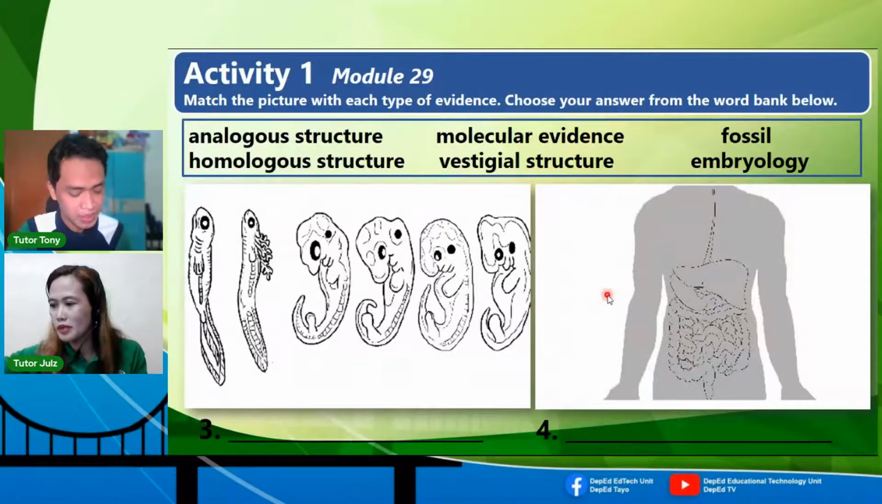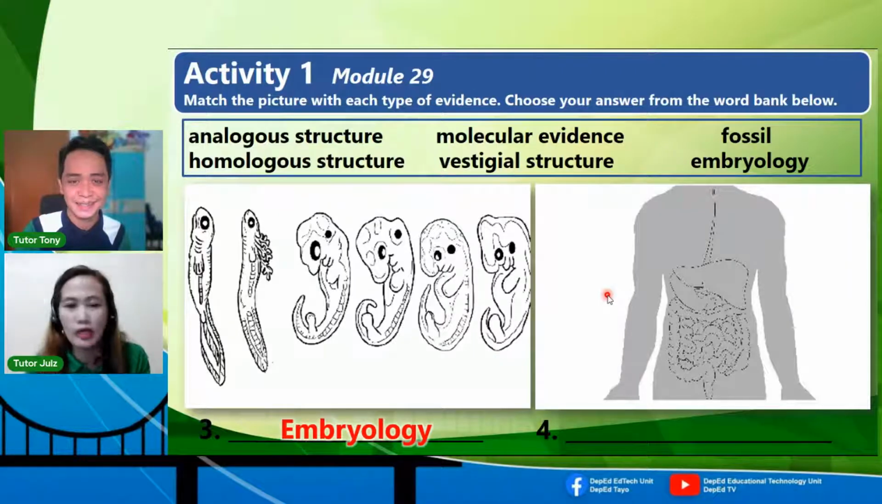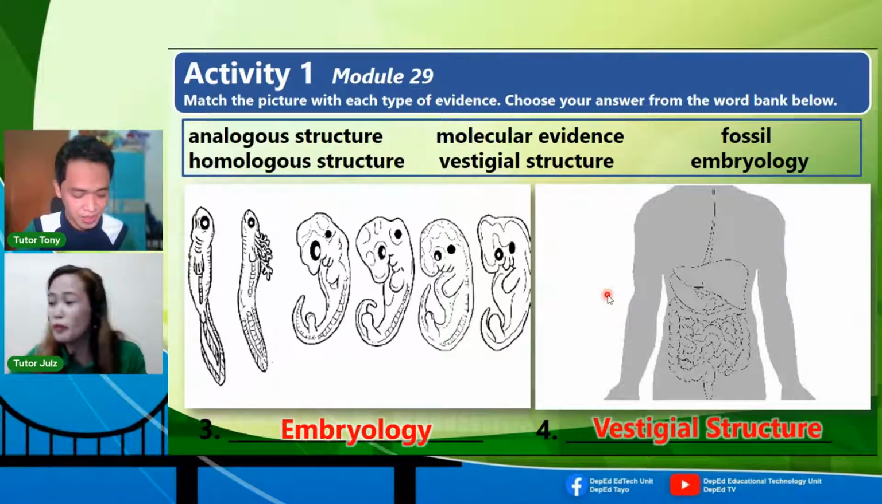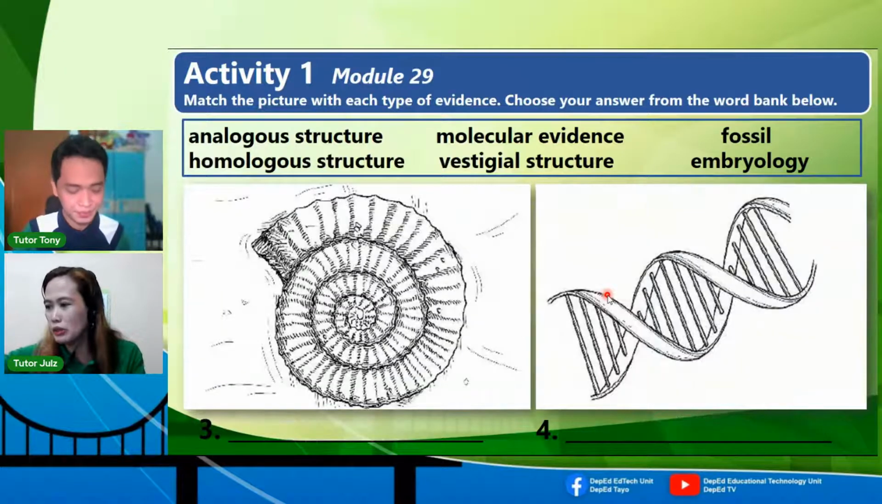Alright, items number 3. Alright, may mga sagot na sila. So number 3 is embryology. Correct, Razel and Rama. You're right, Razel, Luigi. Sino pa? Okay, next na tayo. Number 4, vestigial structure. Yes, vestigial structure. Correct, Malteso. Siya yung nauna eh.